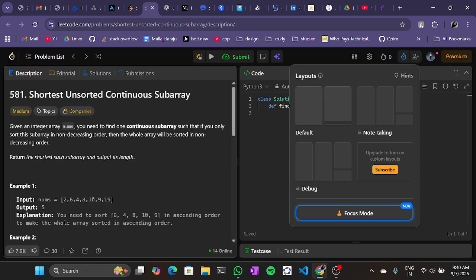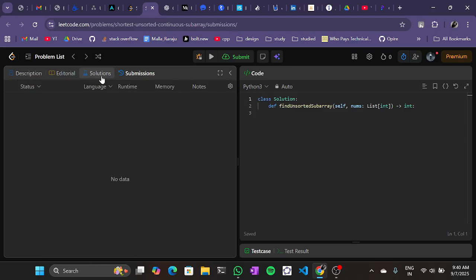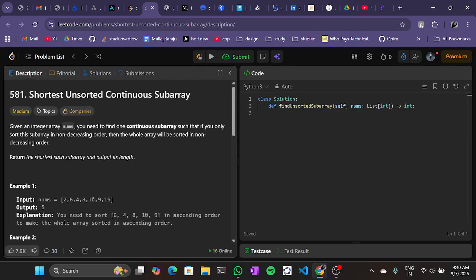It's categorized into another portion, so let it be. The problem is shortest unsorted contiguous subarray. It's a medium level problem, LeetCode 581, shortest unsorted continuous subarray.